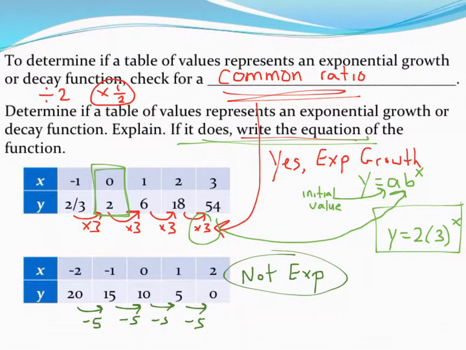We can also do this using stat and then edit, if you want to go ahead and enter your data into L1 and L2. And as we've done throughout the year, we'll be finding a regression for this. However, it's not a linear regression, it's not a quadratic regression. You'll look for an exponential regression. And if you go ahead and enter your data in and run that exponential regression, you'll see that we'll get an a value of 2 and a b value of 3 to write our equation.